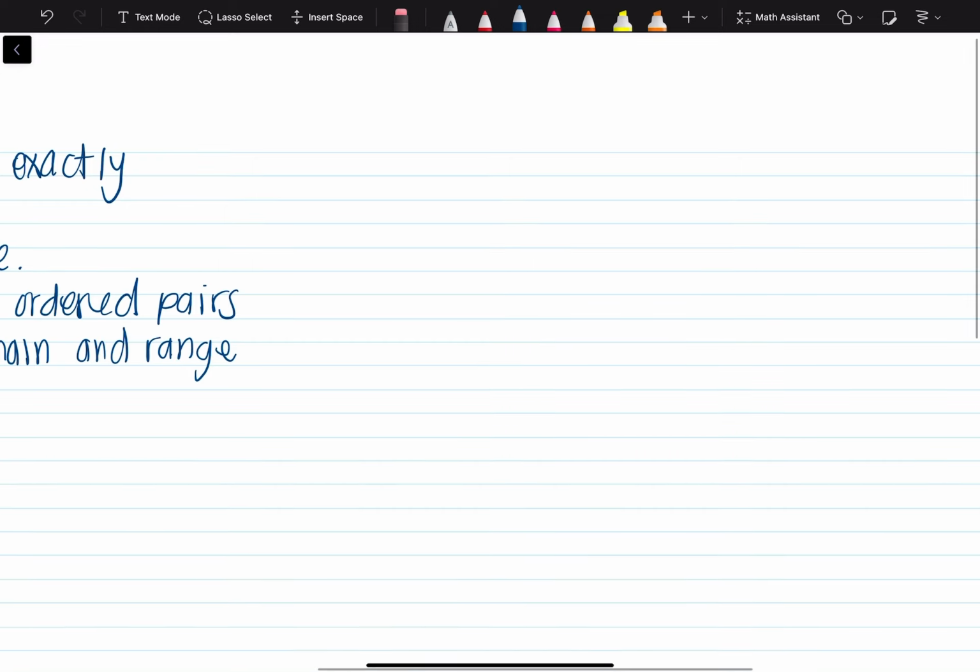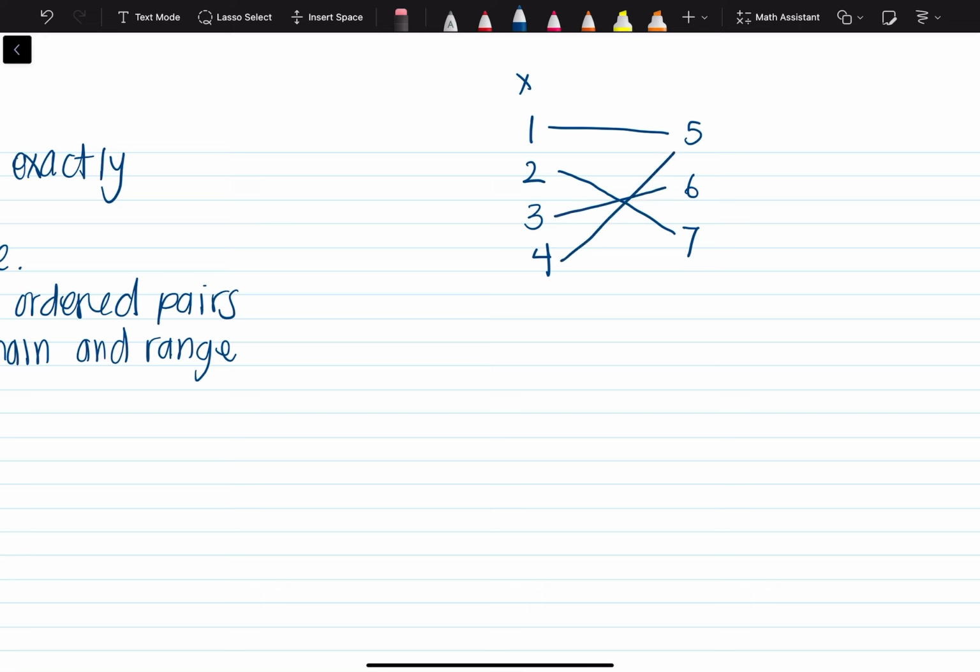If I give you the relation 1, 2, 3, and 4, these are my x's, and then I give you the relation 5, 6, and 7. And if I tell you that 1 maps to 5, 2 maps to 7, 3 maps to 6, and 4 maps to 5, that right there is a function, because every input has exactly one output. This goes to there, and then this goes to there. So every input has exactly one output. None of my inputs have two separate outputs.